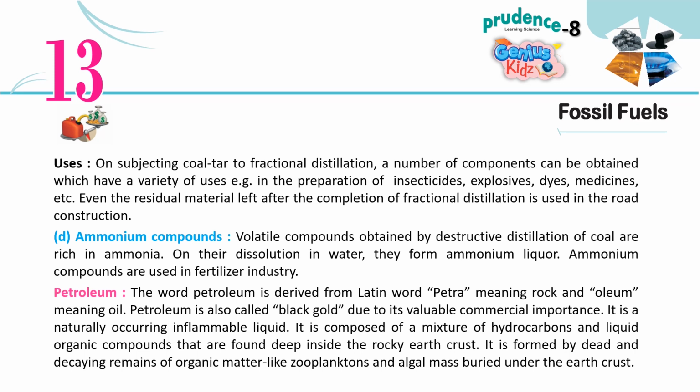Petroleum. The word petroleum is derived from the Latin word petra meaning rock and oleum meaning oil. Petroleum is also called black gold due to its valuable commercial importance. It is a naturally occurring inflammable liquid. It is composed of a mixture of hydrocarbons and liquid organic compounds that are found deep inside the rocky earth crust. It is formed by dead and decaying remains of organic matter like zooplanktons and algal mass buried under the earth crust.